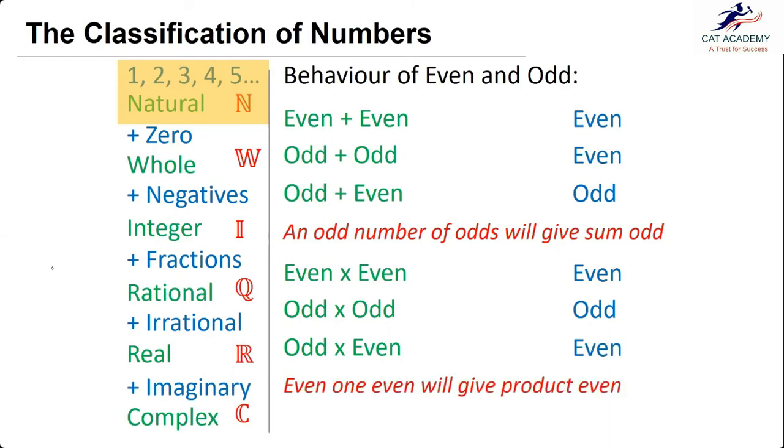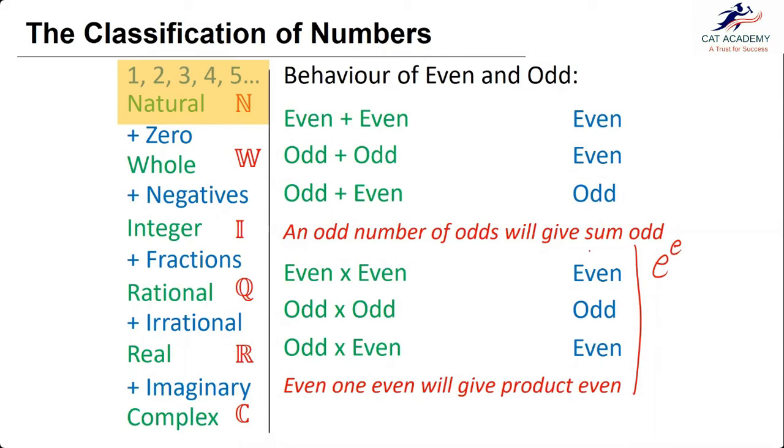Even. Odd into even is even. So even into even will give product even. Sorry, let's do one thing. Let's do some additional things. Say even raised to even will be what?